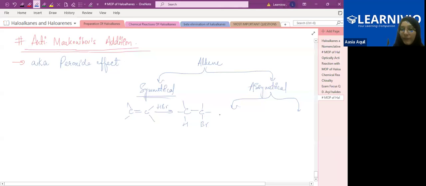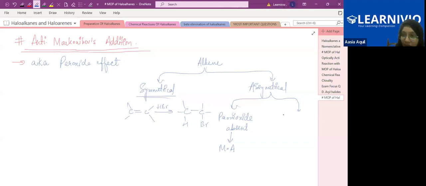First rule, if the peroxide is absent in the reaction, if on the arrow you won't see the peroxide, it can be written as peroxide or H2O2. H2O2 is hydrogen peroxide. So if peroxide is absent, you will follow Markovnikov addition rule.